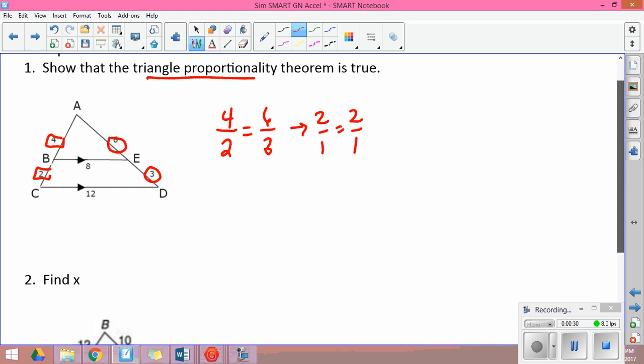If, however, I want to look at 8 and 12, at first glance you can see that 8 and 12 are not going to reduce to a 2-to-1 relationship the way that 4 and 2 do. And that is because 8 and 12 are corresponding parts of the triangles. They are the bases of these overlapping triangles. So if I want to write a proportion including 8 and 12, I would say 8 corresponds to 12.